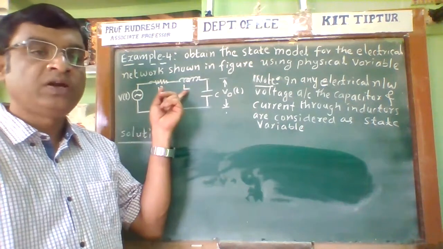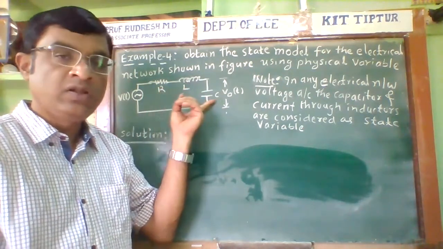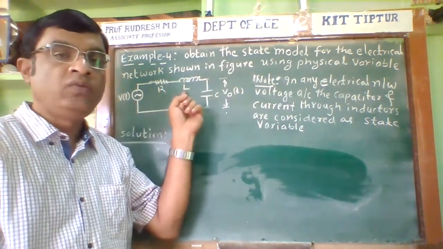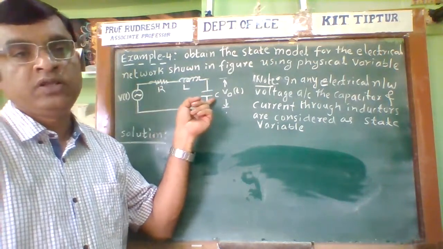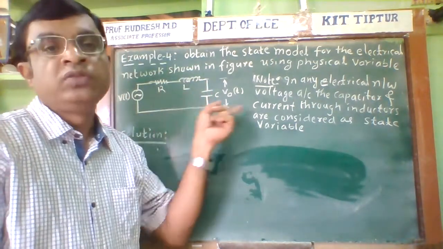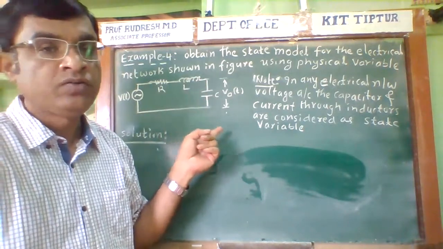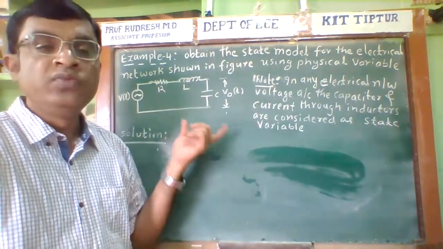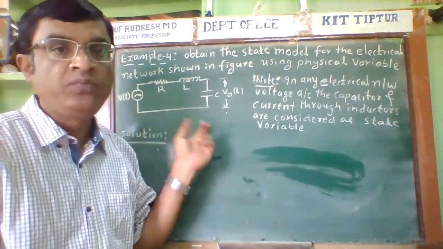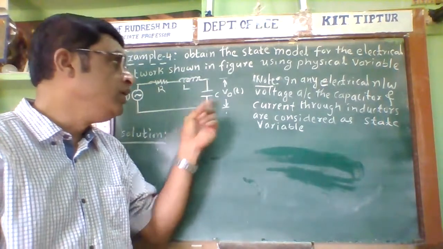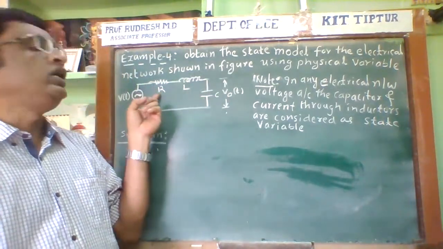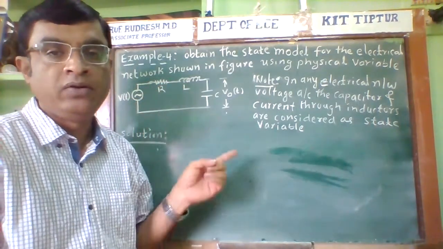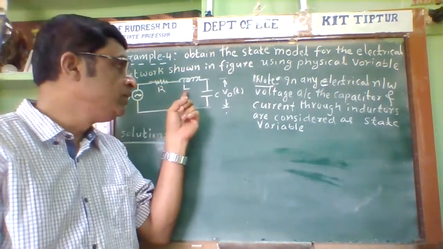Here there is only one inductor and only one capacitor. Therefore, the current through the inductor is iL and the voltage across the capacitor is Vc. Therefore, there are two state variables, because inductors and capacitors are the energy storage elements. We choose state variables only for the energy storage elements. But the resistor is not an energy storage element; it is an energy dissipating element, so we neglect it here.